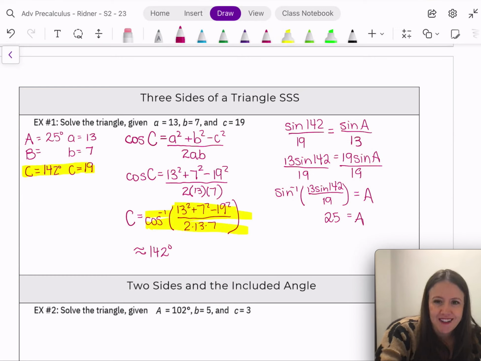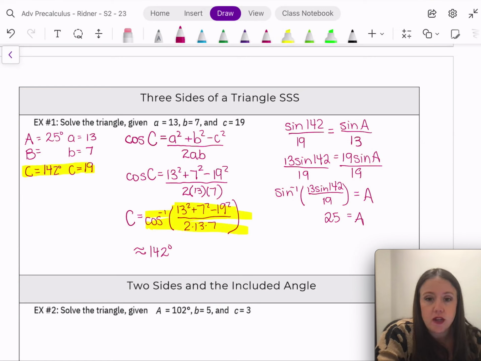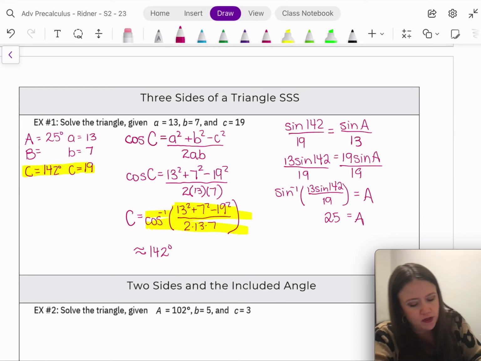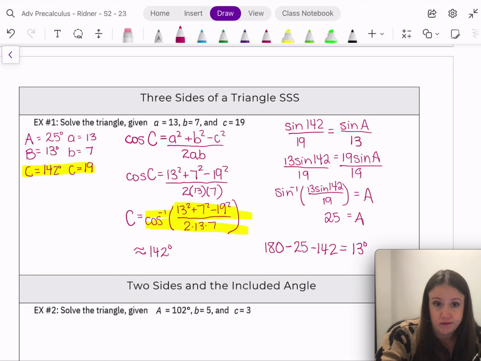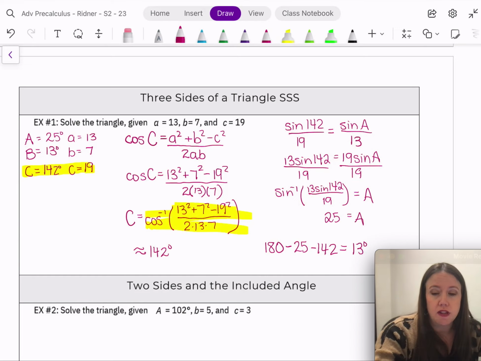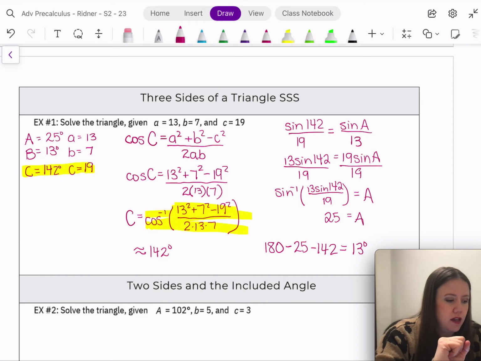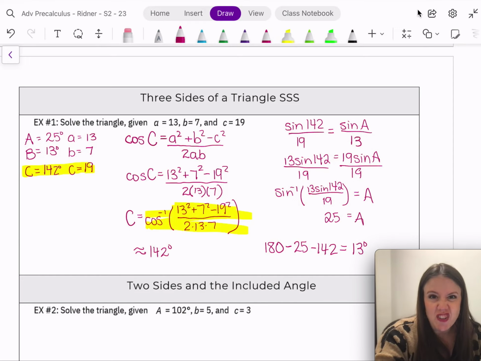And then, could I do law of sines again? Could I do law of cosines? Yes, but let's work smarter, not harder. I have two angles, and I want to find the third angle. I'm just going to subtract from 180 to get 13 degrees. And so that's with side, side, side. When you're ready, join me back for a side angle side, and then that will be the end of law of cosines. You're getting close.